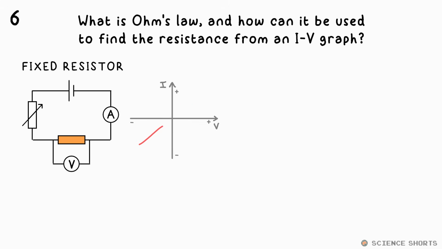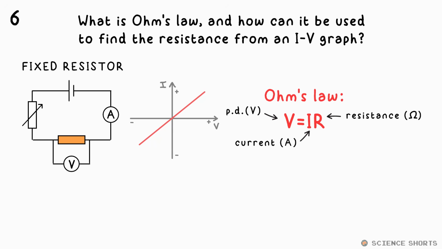Question 6. What is Ohm's law and how can it be used to find the resistance of this resistor from its graph? Ohm's law is V equals IR. Voltage, or the boards prefer you to say potential difference, or PD, that's measured in volts, that's equal to current in amps times resistance in ohms.